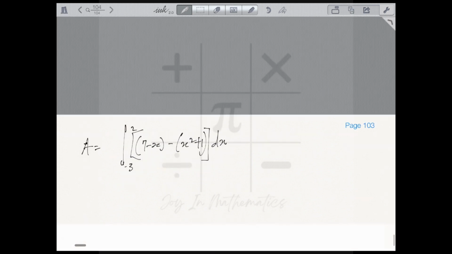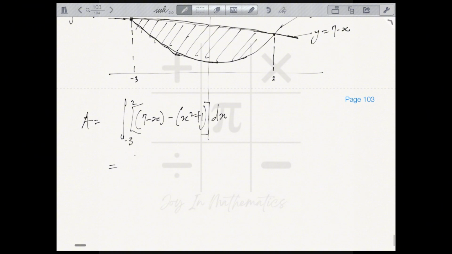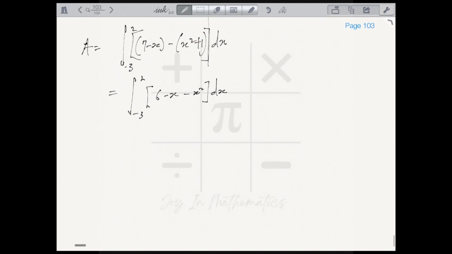Therefore, we simplify further to give the integral from minus 3 to 2 of 6 minus x minus x squared dx. Then we have to integrate, and this will give us 6x minus x squared over 2 minus x cubed over 3, limits from minus 3 to 2.